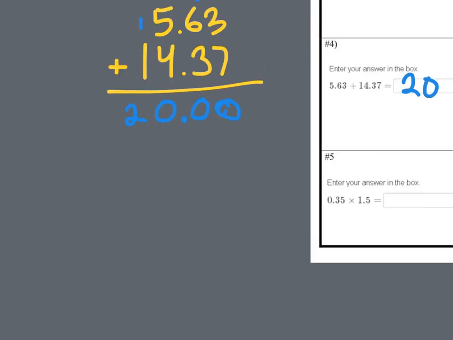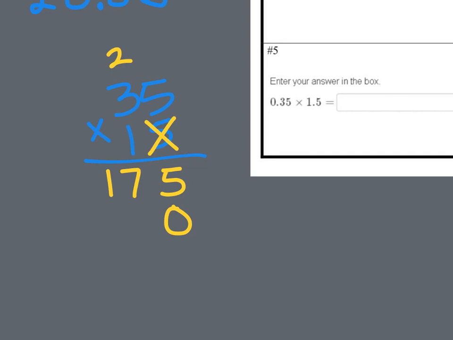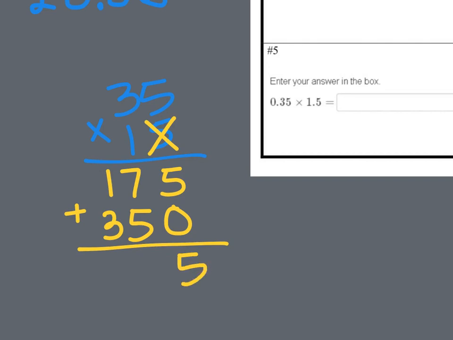For number 5, we're going to multiply 35 hundredths times 1 and 5 tenths. Or you can say 15 tenths. We just imagine they're both whole numbers, so we'll do 35 times 15. 5 times 5 is 25, carry the 2. 5 times 3 is 15, add 2 makes 17. Cross out the 5, place your 0, erase the numbers up top. It's the same thing over and over, that's why it's called the standard algorithm. 1 times 5 is 5, and 1 times 3 is 3. Add this up: 5 plus 0 makes 5, 7 plus 5 will give us 12, carry the 1. 1 plus 1 makes 2, and 2 plus 3 makes 5, so it'll be 525.